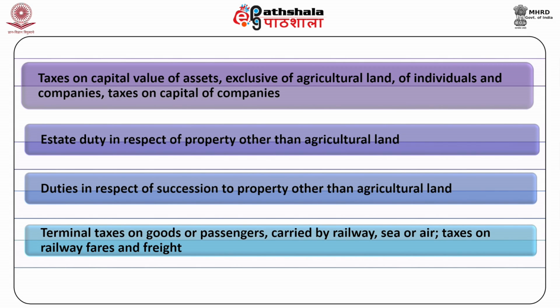5. Taxes on the capital value of assets, exclusive of agricultural land, of individuals and companies, and taxes on the capital of companies. 6. Estate duty in respect of property other than agricultural land. 7. Duties in respect of succession to property other than agricultural land. 8. Terminal taxes on goods or passengers carried by railway, sea or air, and taxes on railway fares and freight.